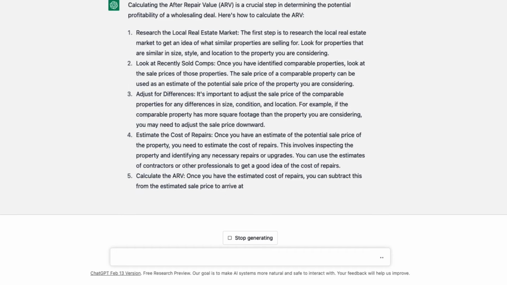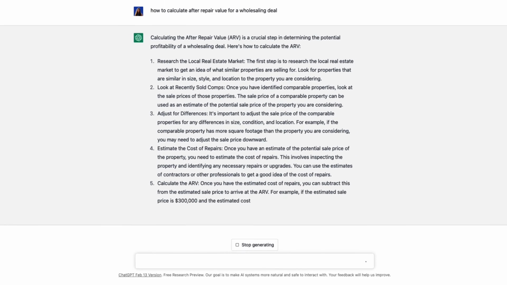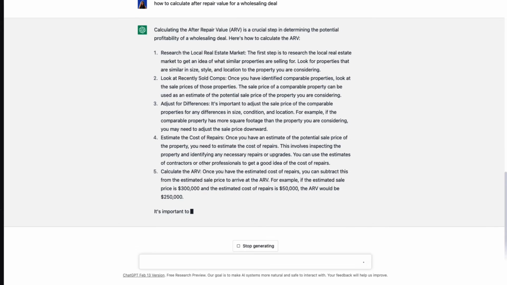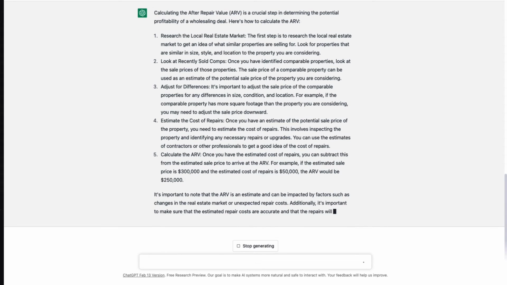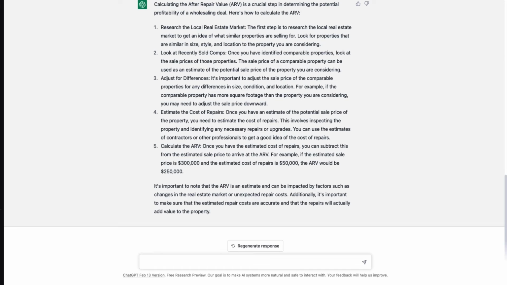Then adjust for differences. So say if we see properties that are slightly larger, maybe 200 square feet larger, or the age is maybe 10 years older, and the location may be on the other side of the highway, we want to make sure we're adjusting the price downwards or upwards. Fourth, estimate the cost of repairs. This is where we may need a contractor to help us to understand what the cost of repairs would be.